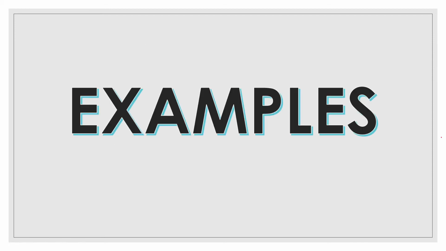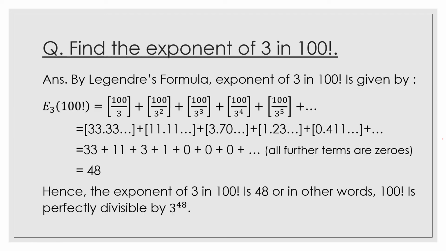Now we shall deal with some examples of the formula. The question is, find the exponent of 3 in 100 factorial. By Legendre's formula, the exponent of 3 in 100 factorial is given by this expression. Now, if we simplify 100 by 3, 100 by 9, 100 by 27, 100 by 81 and so on, we get this result.